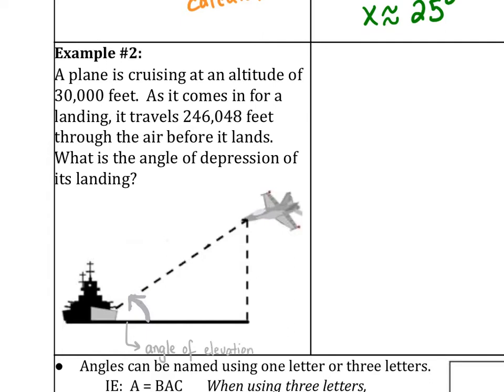Now an angle of depression would be the opposite. It would be what angle is the plane looking down at the ship. Now a lot of people make a mistake and make this the angle of depression. But again, just like an angle of elevation goes from the horizontal up to the line of sight, an angle of depression would go from a horizontal line down to the line of sight. So that would be the angle of depression there.